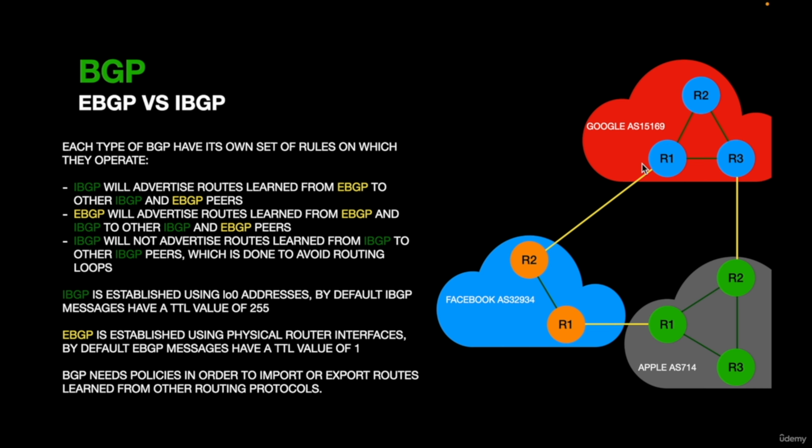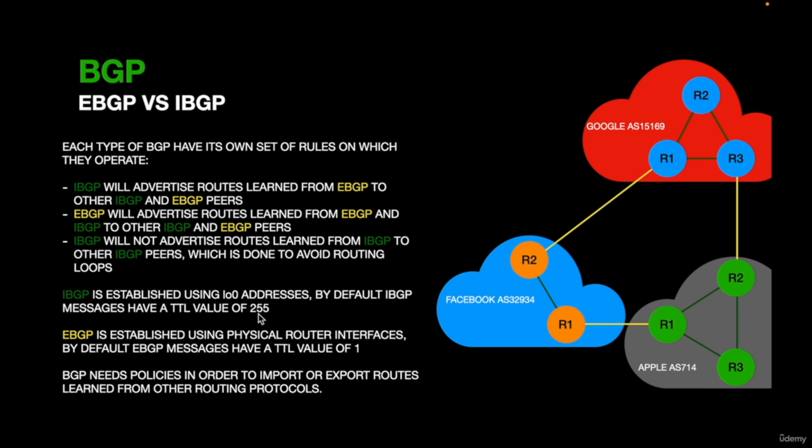eBGP is established using physical router interfaces, and by default eBGP messages have a time to live value of 1. So let's say that this router here cannot form an eBGP relation with this router here, because the eBGP messages have a time to live value of 1. So meaning that it can reach only the host that is directly connected. Of course, this can be manipulated. You can change the default time to live value, and you can use the maximum of 255.